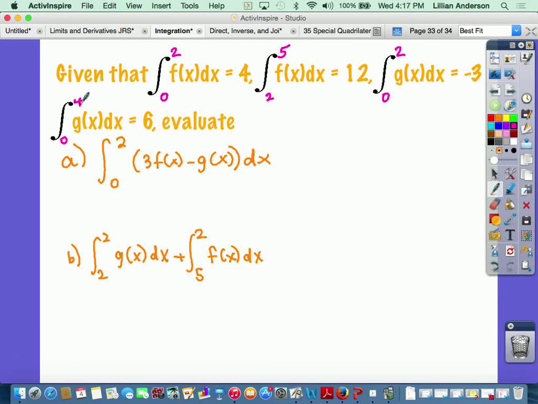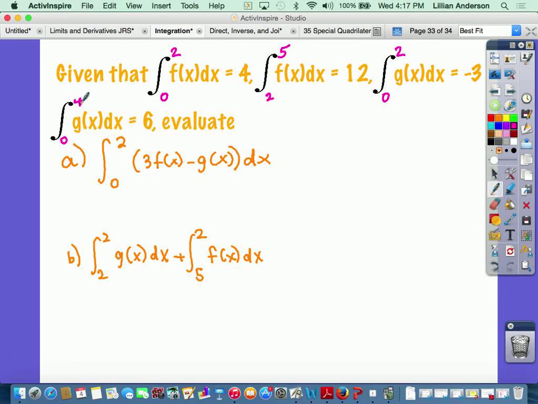You have all these different bounds with these different functions. You see the first two are with f of x, the second two are with g of x, and they actually equal a number. We haven't gotten specifically to using the definite integral to find the area underneath the curve just yet. That's for Monday. I'm just trying to get you guys to be good with the properties.